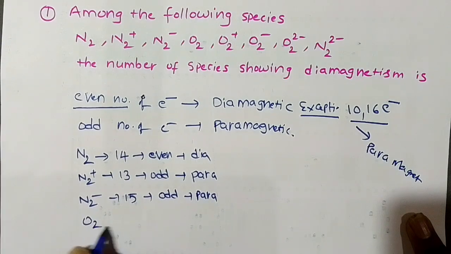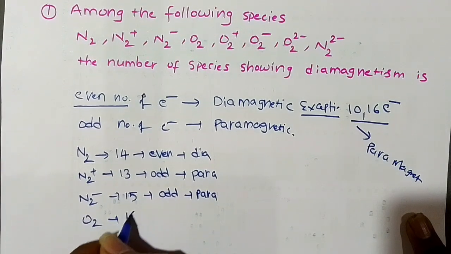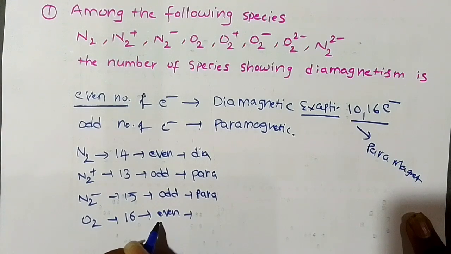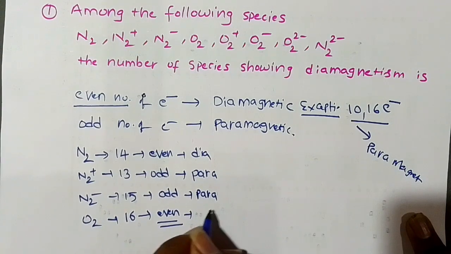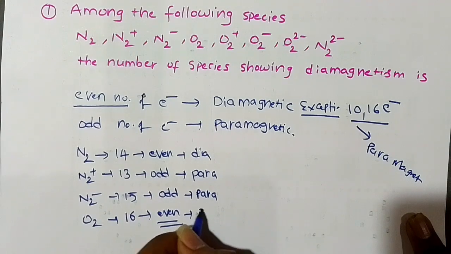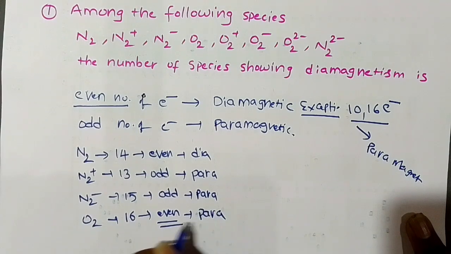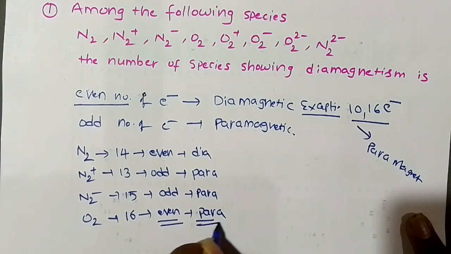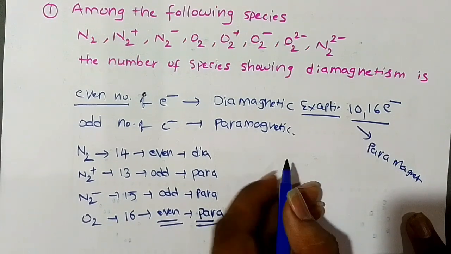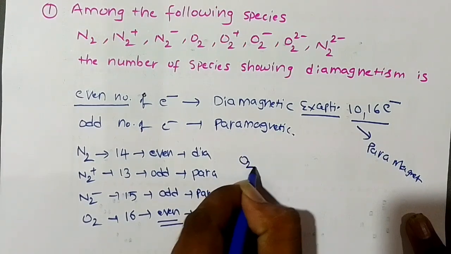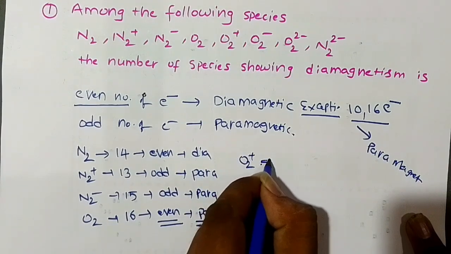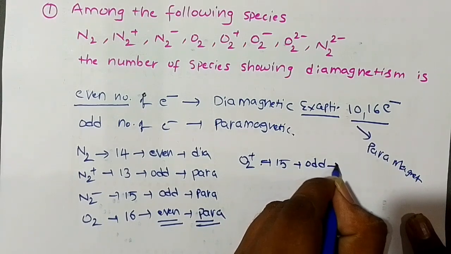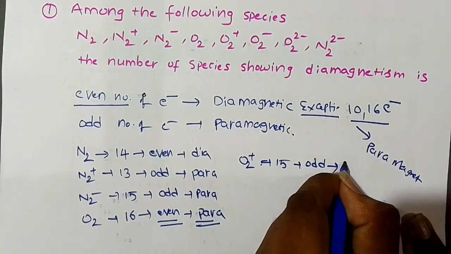And O2 contains 16 electrons. Even though it is an even number of electrons, it does not show diamagnetic character. It shows only paramagnetic character. Next, O2+ contains 15 electrons, an odd number, so it will show paramagnetic.